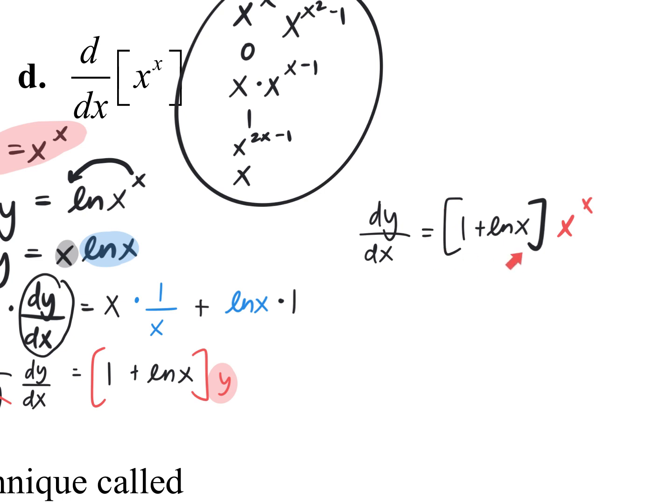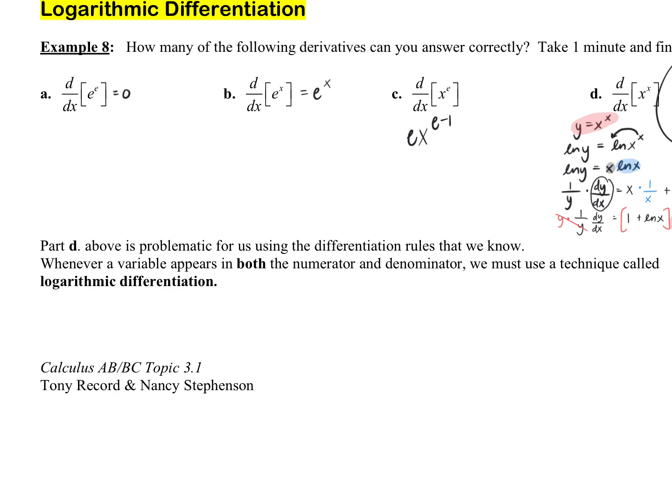There's no other way to do it other than using your log properties and applying the product rule in order to solve. So again, this part D we could not solve using the differentiation rules that we know. If you have a variable in the exponent, you can use logarithmic differentiation, which is just using your properties of logs to rewrite it so that you can actually solve for your derivative. Okay? All right, next page.